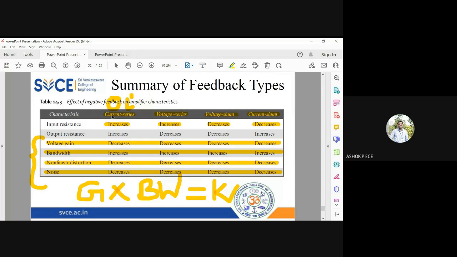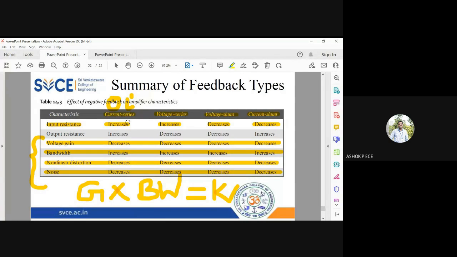For input resistance, see the term corresponding to input. You have current series. In this notation, the current represents the output side, series represents the input side. Resistance will increase in series. So whenever you have series mixing at the input side, resistance will increase. Whenever you have shunt mixing at the input side, the resistance will decrease. Is this logic clear for everyone? How to write input resistance from the name?